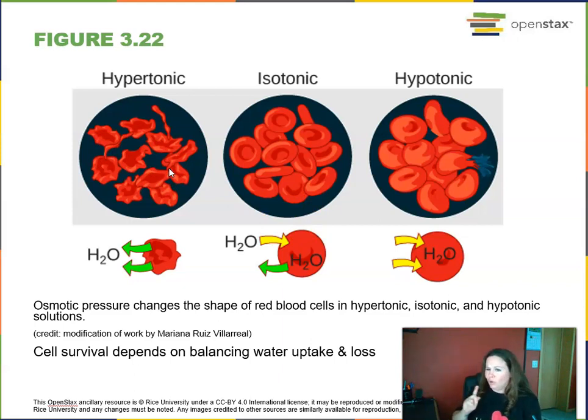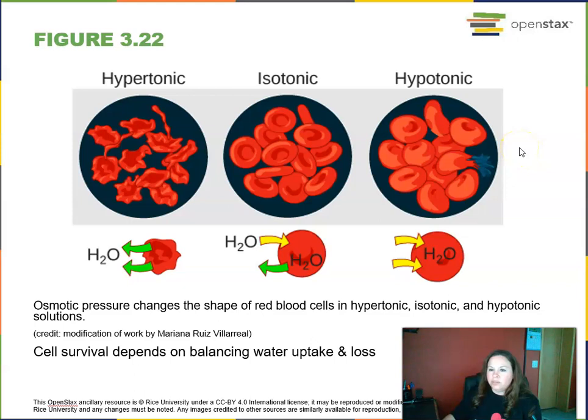You're not going to be in homeostasis when that happens. Go to the far right and look at the hypotonic environment. What would happen if we bathed our red blood cells in straight water? Well, this is what happens. Cell lysis. This is when cells take on water and they burst.